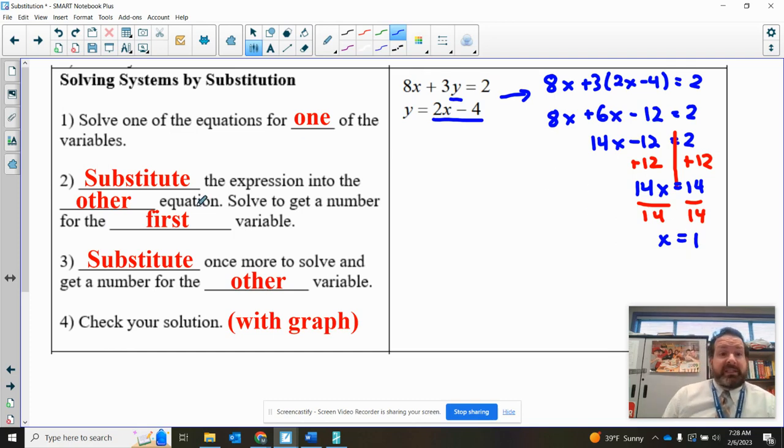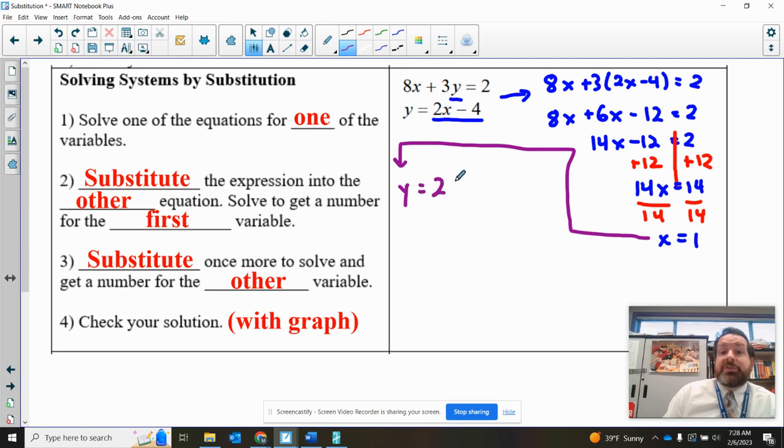Now step 3, because I've already got a number for the first variable, substitute once more into the other equation for the other variable. So you can actually use any equation. I like to use the one where the variable is already by itself, because I want to find what number y is. So forgive me here, I'm out of space. So I'm going to draw my arrow and come over here to continue my work.